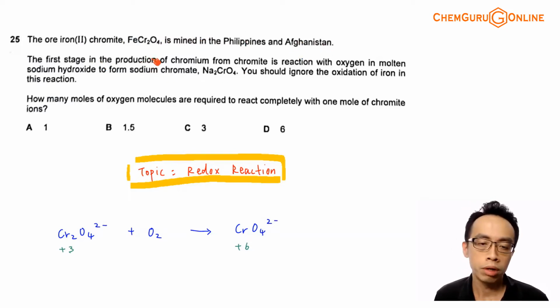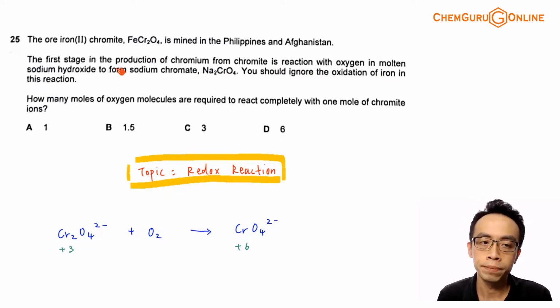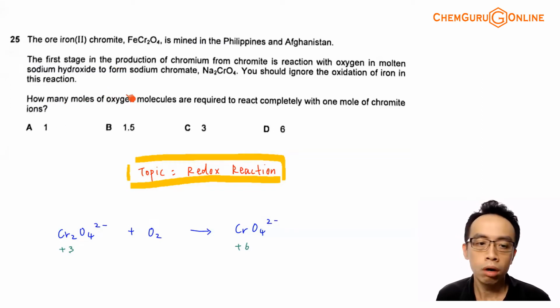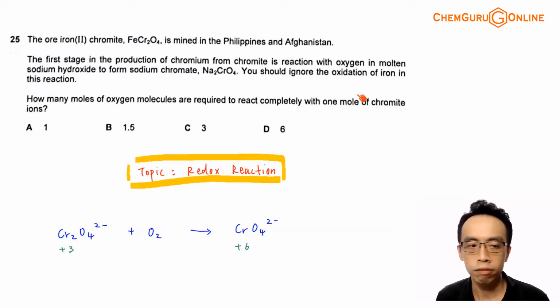The first stage in the production of chromium from chromite is the reaction with oxygen in molten sodium hydroxide to form sodium chromate. Formula is given Na2CrO4. We should ignore oxidation of iron in this reaction, so we just need to focus on chromite to chromate. So how many moles of oxygen molecules are required to react completely with 1 mole of chromite ions? And we have 4 options and we want to determine this answer.